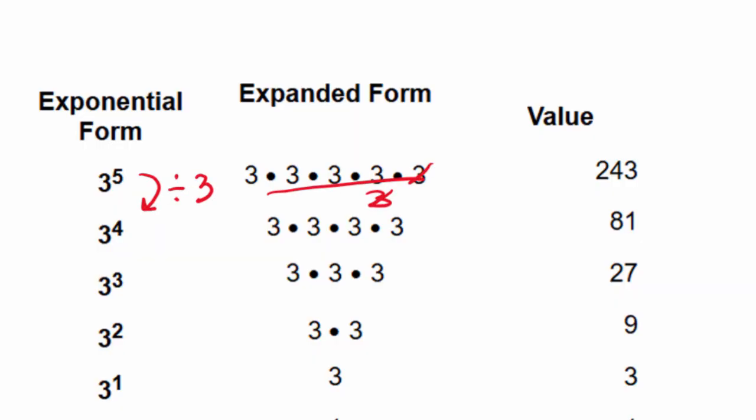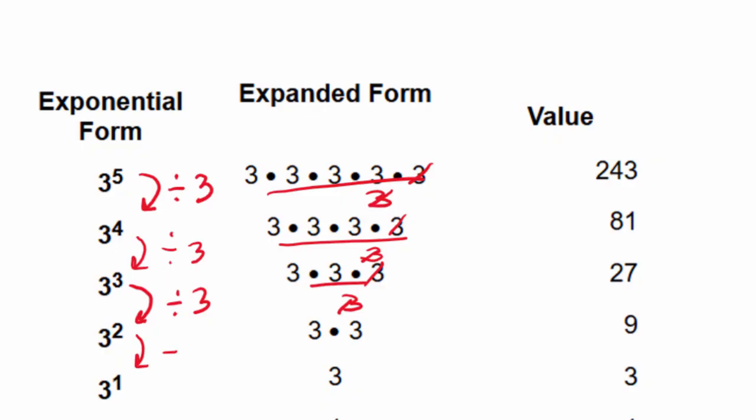We also notice that our exponent is going down by 1, and now we have 3 to the 4th, which is 81. And then if we take 3 to the 4th and divide it by 3 again, so we have these 4 3's and we're dividing by 3, we reduce 1, and now we have 3 cubed, which is 27. And again, our exponent has gone down by one integer. 3 cubed divided by 3, that's going to give us 3 squared, which is 9.